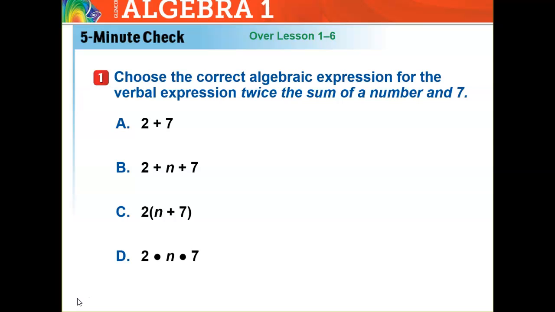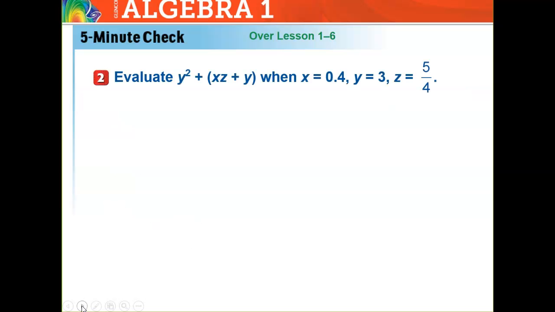All right, so a majority of you selected C, which is the correct answer. Because again, the twice implies 2. The sum tells you addition, and then number n and 7.